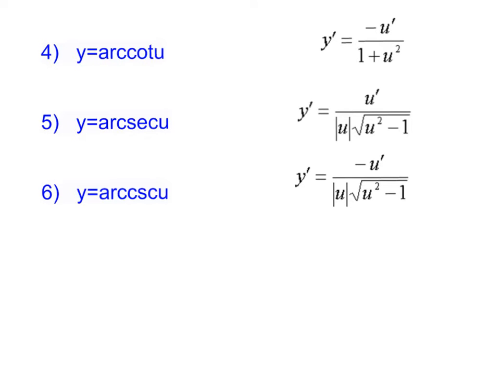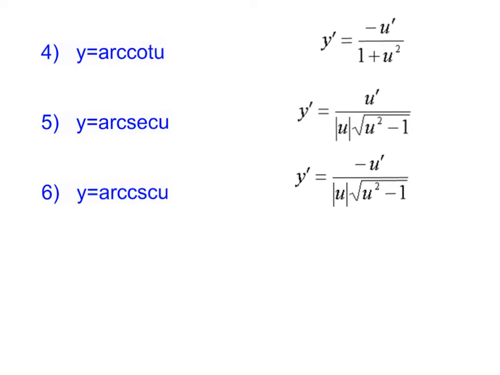Now the ones that are a little bit more complicated are the arcsecant and the arccosecant. Again, these functions can also be written in the inverse notation, so arccotangent could be written as cotangent inverse of u. And again, as stated before, the arccotangent rule is just the negative of the arctangent rule.